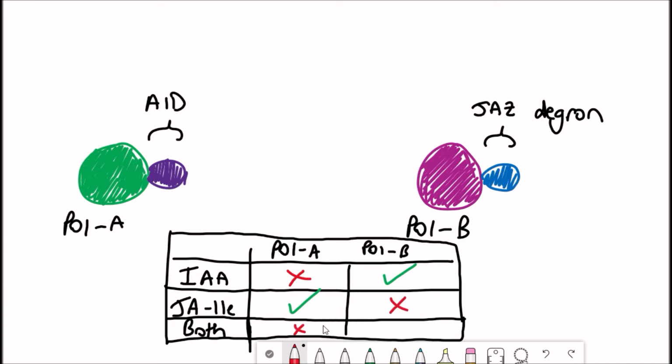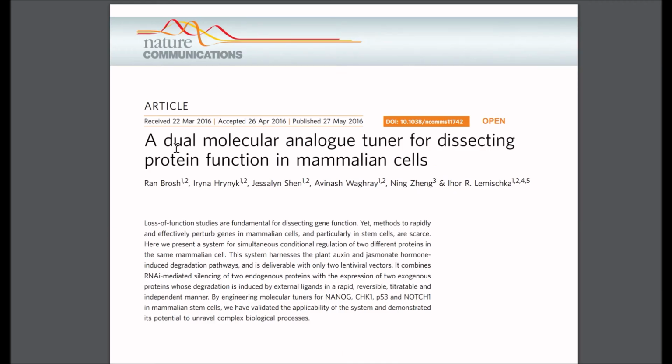So obviously there's many ways they could develop this further to improve it and enhance degradation rates, but there are many other hormones out there as well. So it's kind of exciting to see where this technology will lead.